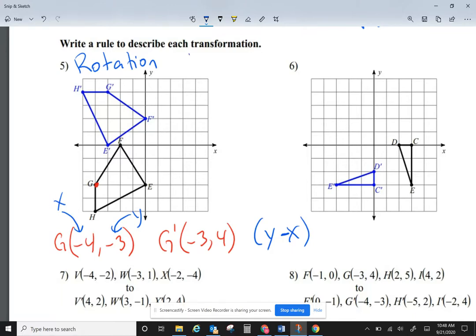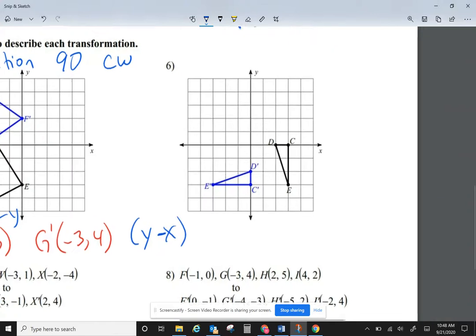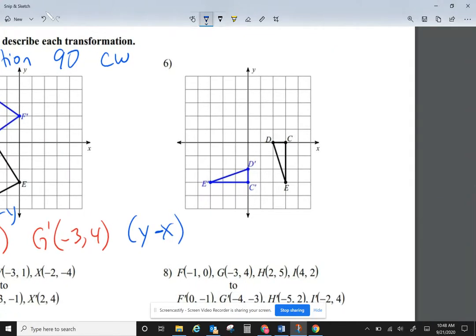So I'm just going to write 90 clockwise. I'm going to abbreviate for my homework CW for clockwise. That's all I'm going to type. Rotation 90 clockwise. All right, let's take a look at question number 6. Neither of my points is good to follow. I'm going to show you guys why. If I look at my point D, the coordinates of D are 2, 0.